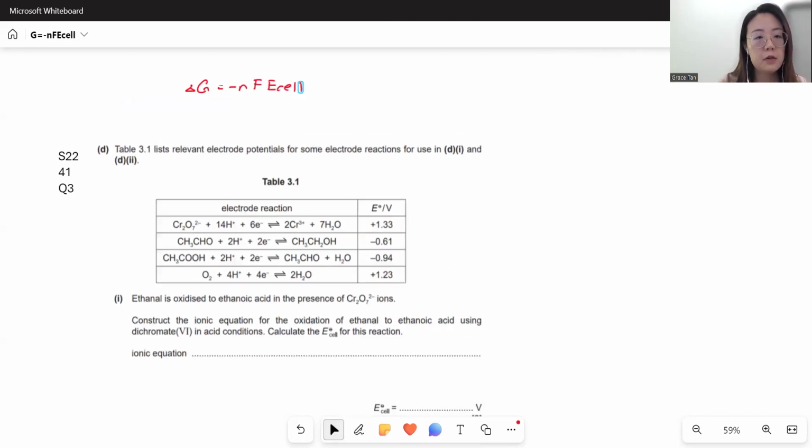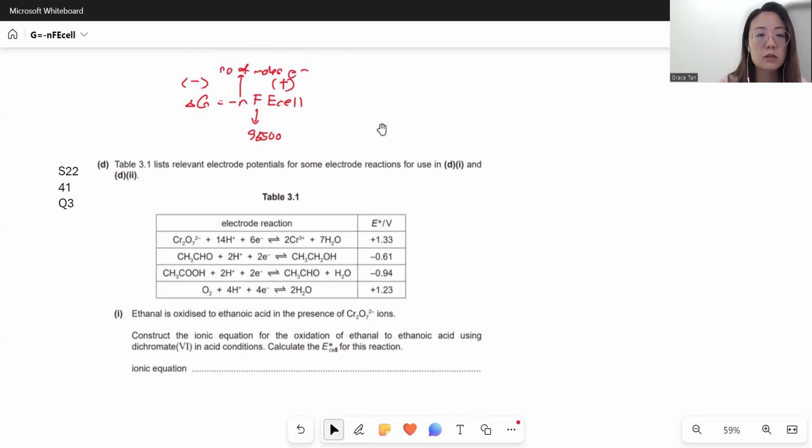So your Gibbs free energy, if it's a negative number, it means the reaction is spontaneous. If your nFEcell is calculated positive, it means that it's also spontaneous. All right, so this is nFEcell, not the standard reduction potential, not the half, it's the full. Okay, now F is your 96500, which is your Faraday constant. N would be the number of moles of electrons involved in the redox, not the half, the redox version.